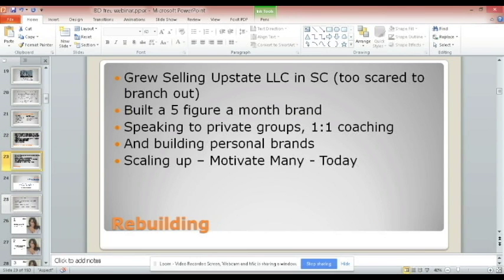So, like I said, I grew in South Carolina, and I was too scared to branch out. What I was doing for the first couple of years was driving back and forth down south. I didn't bring anything up here, and I eventually sold off some parts of Selling Upstate to someone down there who can manage it. It was a 5-figure a month brand. It still is, and it's doing great. I have pieces of it so that I can manage it in the way that I need. It operates the way that I want it to, but now I'm hands off. I don't have to go back down there.